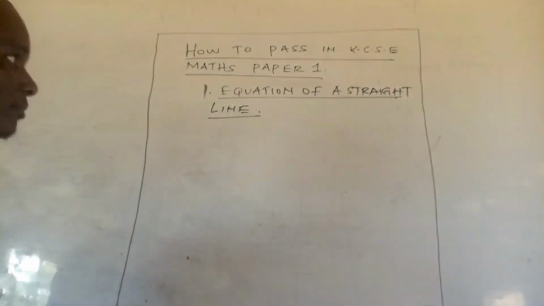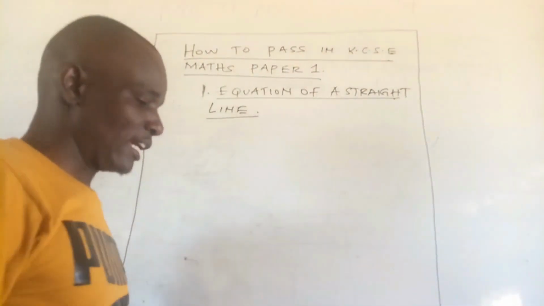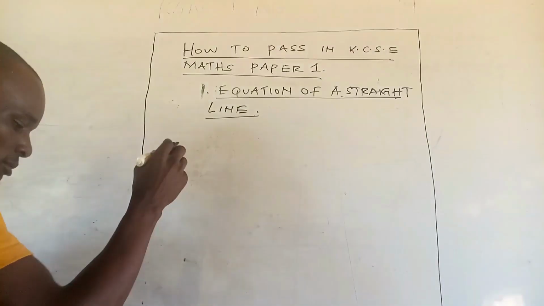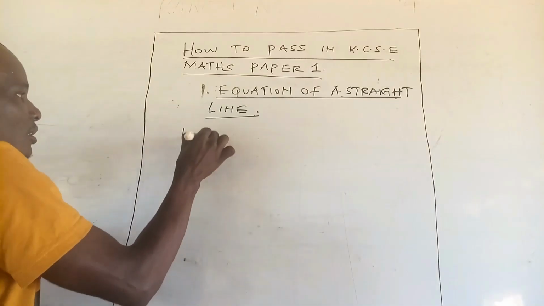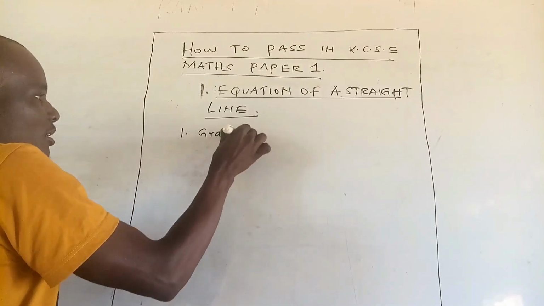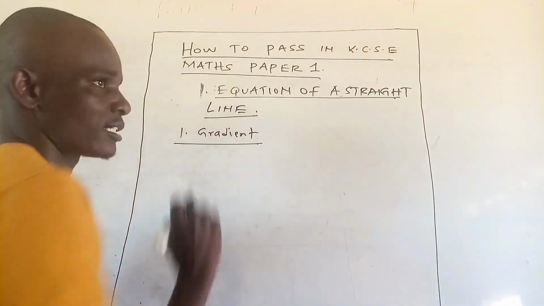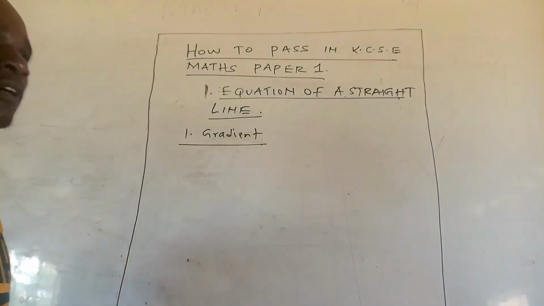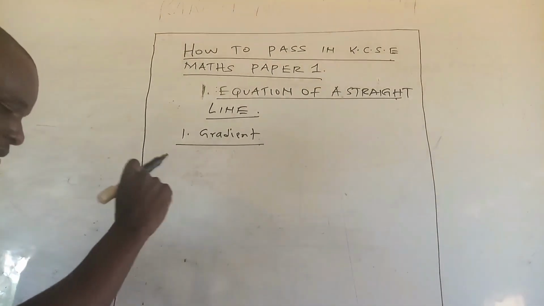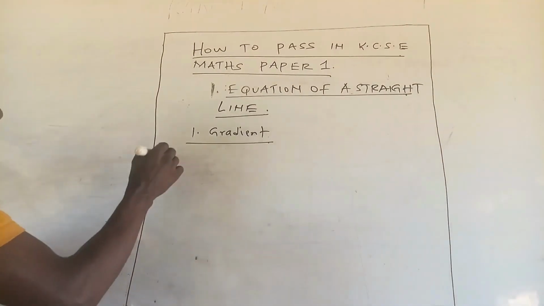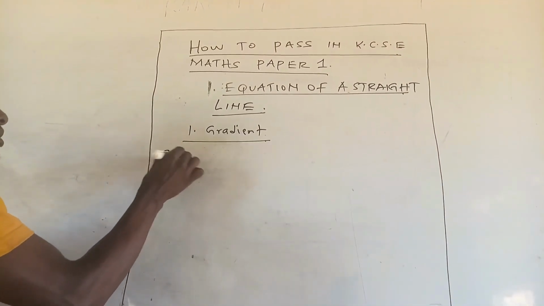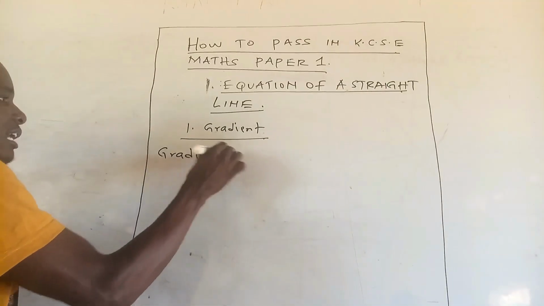Equation of a straight line. Now, under equation of a straight line, you should be able to define what gradient is. Gradient. And this is the first part that I'm going to cover. How do we find gradient? So gradient, what's the definition of gradient? What is this thing we call gradient?